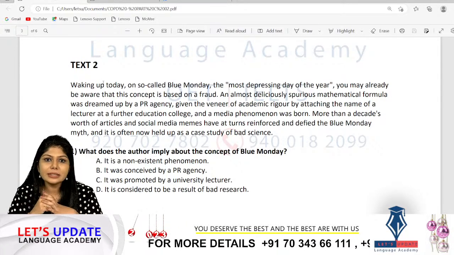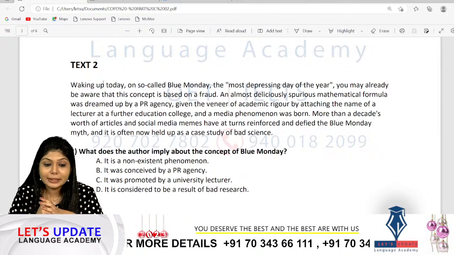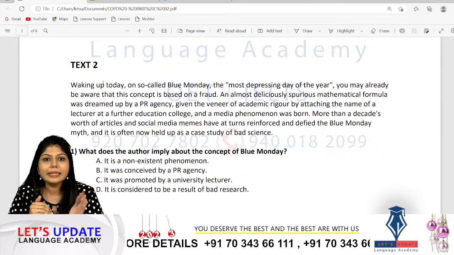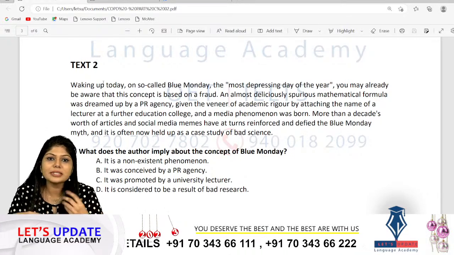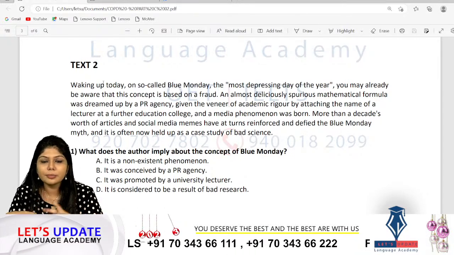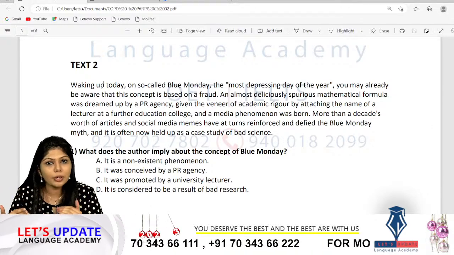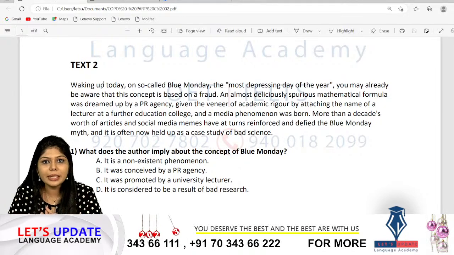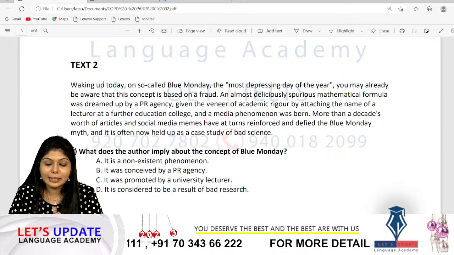Usually the questions are constructed in such a way that they will be in order: the first question will be from the first paragraph, the second from the second paragraph, the third from the third or fourth paragraph, and the next one from the following paragraph, and so on. That will be the order usually in reading modules, in part C basically.